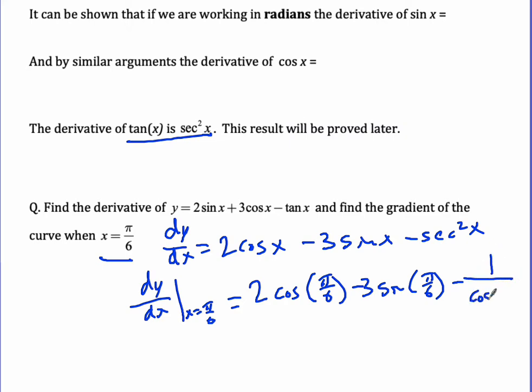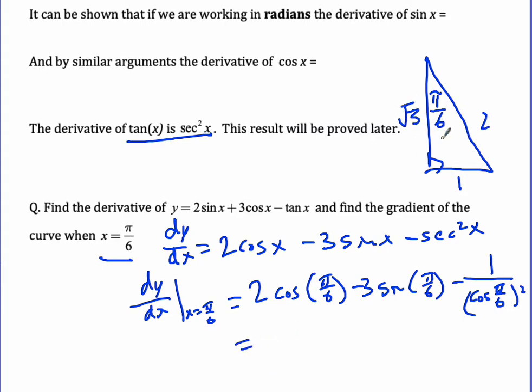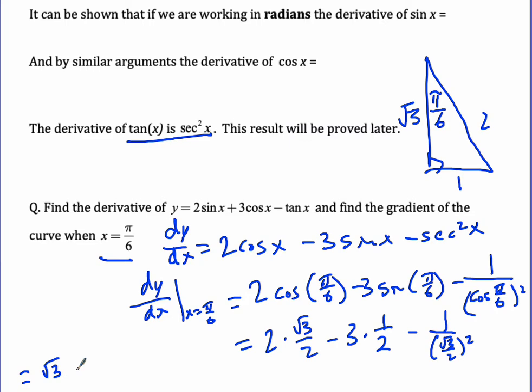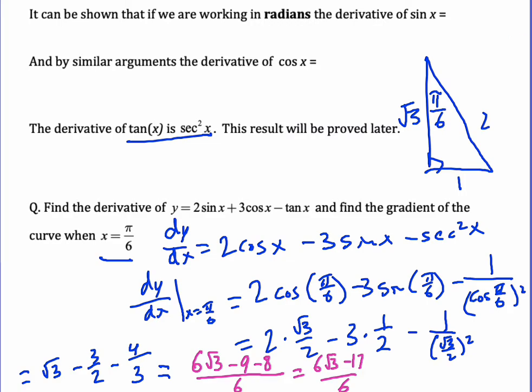I'm going to write this as 1 over cosine pi over 6 squared. So let's draw a right triangle with pi over 6, and this is 1, 2, 3. So cosine pi over 6 is root 3 over 2. And sine pi over 6 is half. And cosine pi over 6 we saw was that, so it's 1 over root 3 over 2 squared. So I'm going to simplify that over here now. That's going to be root 3 minus 3 over 2 minus 1 over 3 over 4, so it's minus 4 thirds. So we get a common denominator of 6, and we have 6 root 3 minus 9 minus 8 over 6, which is 6 root 3 minus 17 over 6 is the derivative there.